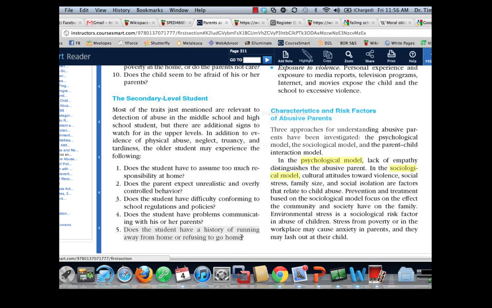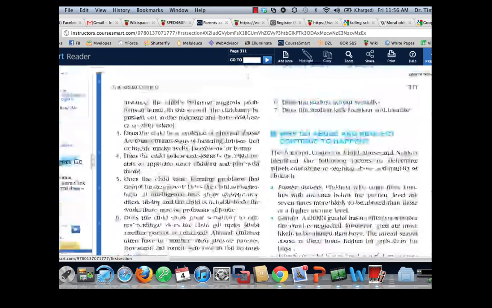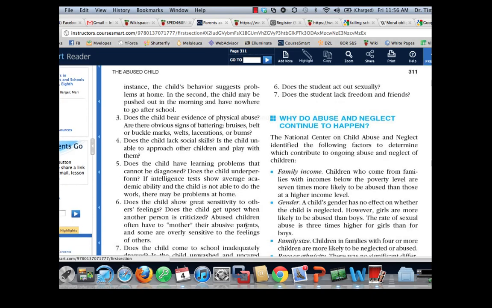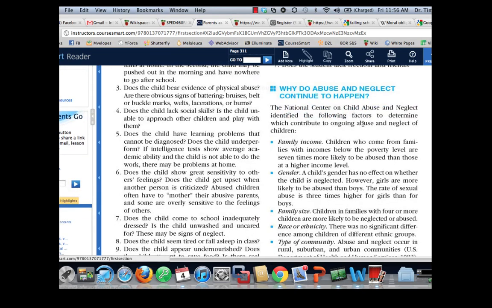And sometimes this is abuse, and sometimes it's just that truancy thing. But if you've got knowledge of this, and I've appeared in court more than once on this thing of kids not being, running, student acts out sexually, and again, in this hyper-sexual age, that's a little tricky also. And does a student lack freedom and friends? Okay. So those are some things.